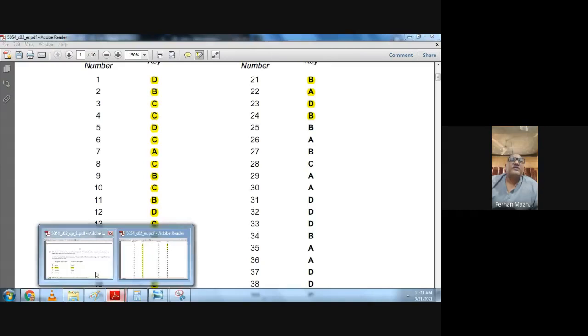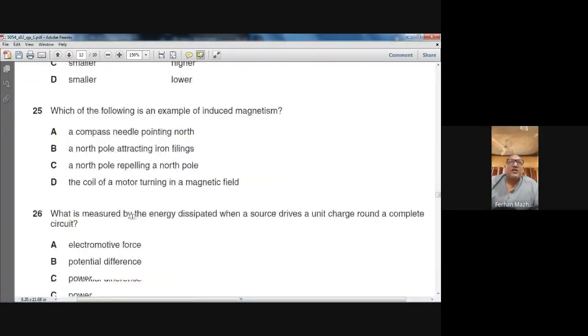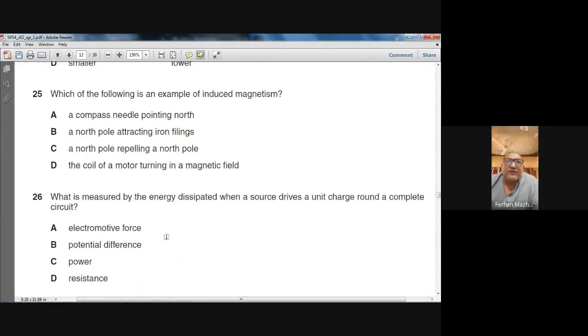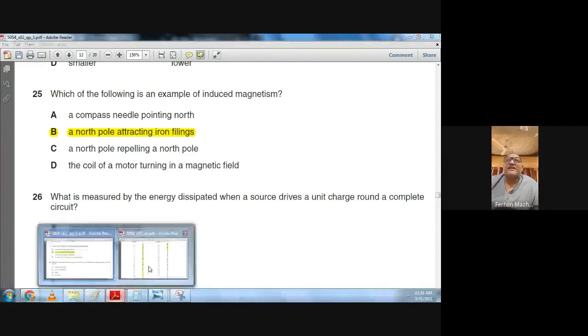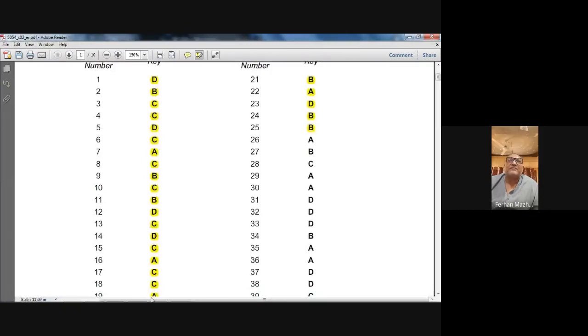Okay, so let's move to the next part very quickly. Which of the following is an example of induced magnetism? Induced magnetism is B. B for ball. A north pole attracting iron filings. Yes. Iron filings are attracted because of the magnetic induction. The iron pieces also become magnets. This is called induced magnetism. So B, question number 25. Let's check what is the answer. B is the right answer, ma'am.